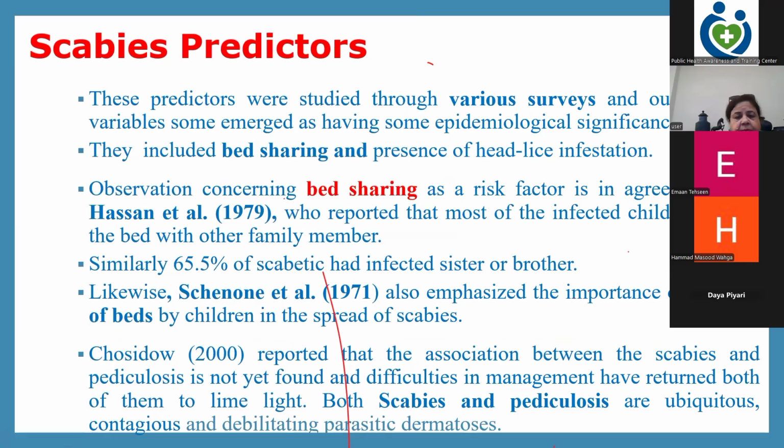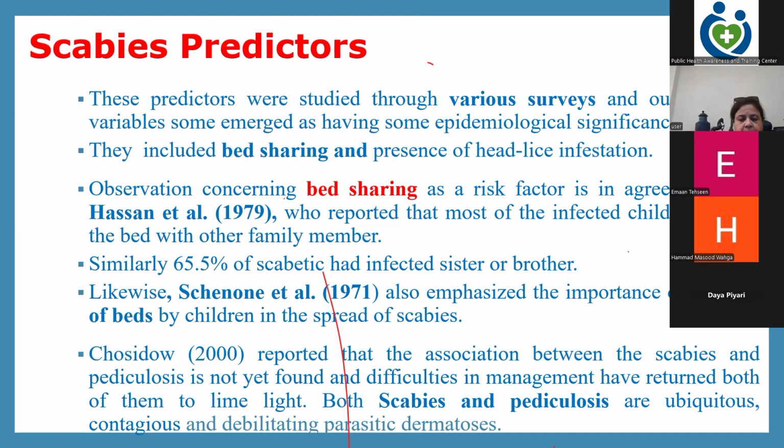Next, please. These predictors were studied through various surveys. Out of these variables, some emerged as having epidemiological significance. These researches found that bed sharing and presence of head lice infestations are scabies predictors. The observation concerning bed sharing as a risk factor is in agreement with Hassan et al., who did research in 1979 and reported that most of the infected children shared their beds with other family members. Similarly, 65.5% of the scabies patients had infected sisters or brothers. Likewise, Shannon et al. in 1971 also emphasized the importance of sharing of beds by children in the spread of scabies.